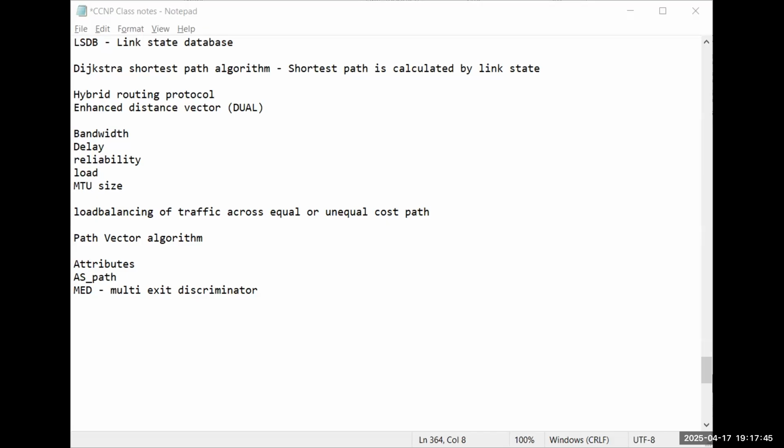Particularly, what happens if the secondary link also fails? Sorry? What happens if the secondary link also fails? Then the network is down. We cannot do anything.